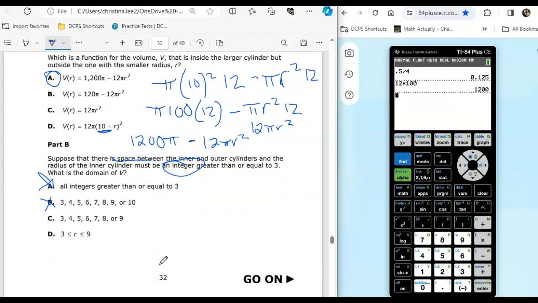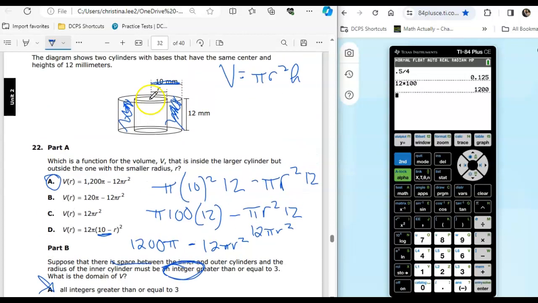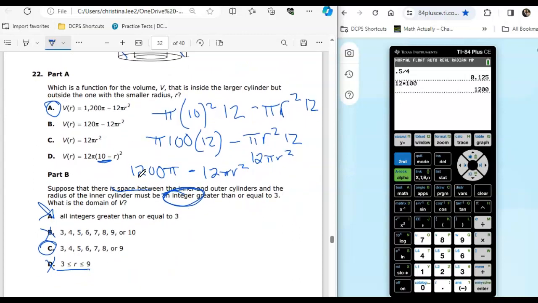So that means that it has to be C or D. Well, C would include half numbers. It would include decimals between 3 and 9. And this says integer. So the best possible answer is C. The best possible radius would be 3, 4, 5, 6, 7, 8, or 9, because it's less than 10 and they are integers or whole numbers ranging from 3 to 9.